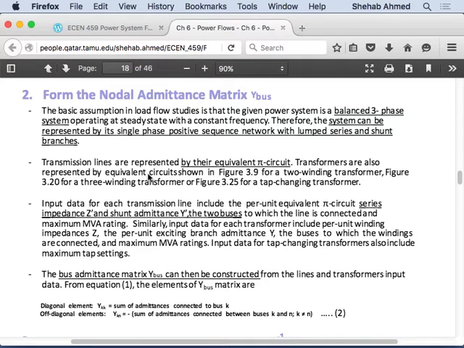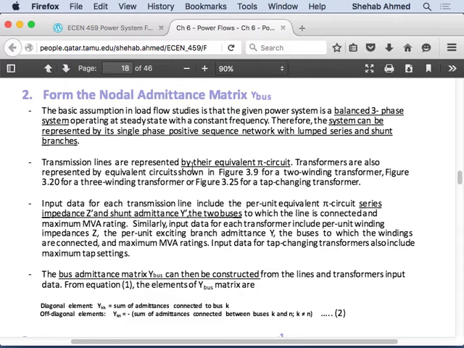We didn't talk about three-winding transformer models or tap changing transformers. They are just another model, similar to this series impedance with an ideal transformer, right? We're not going to cover them. They're just another equivalent circuit model for a transformer.